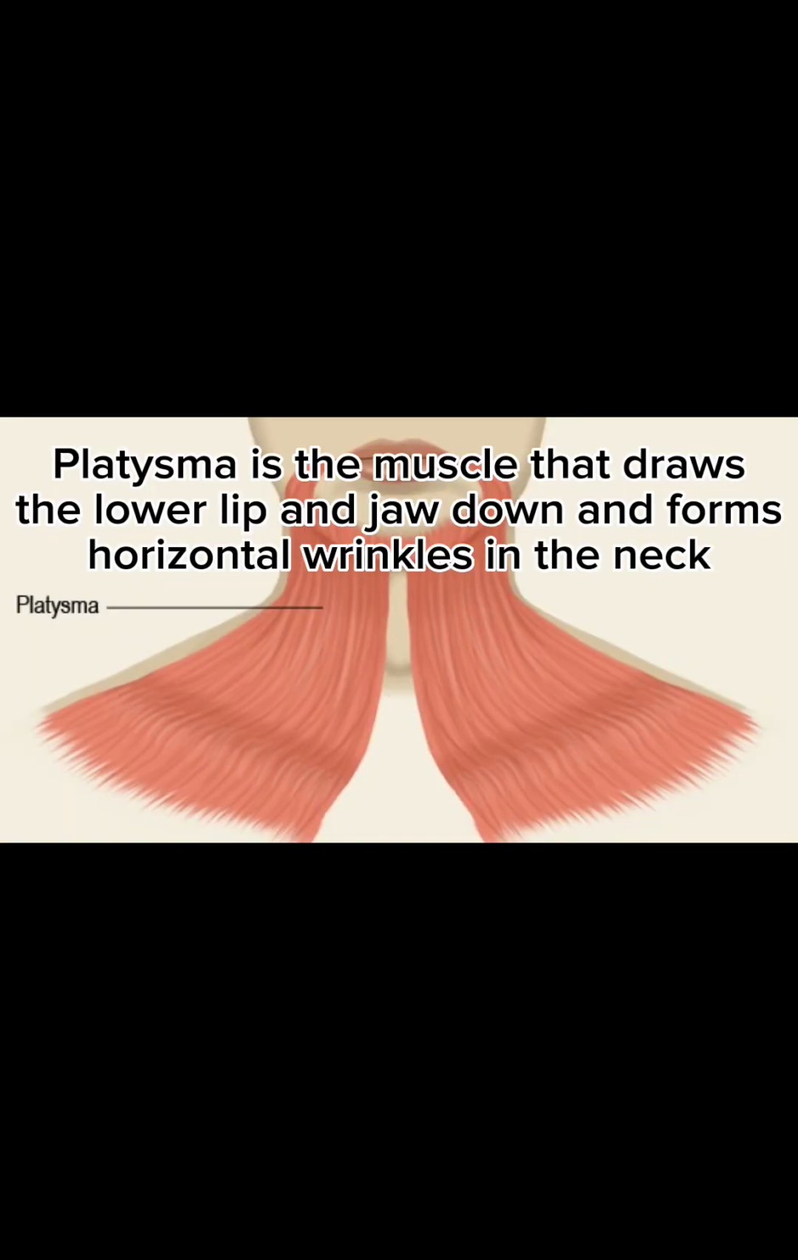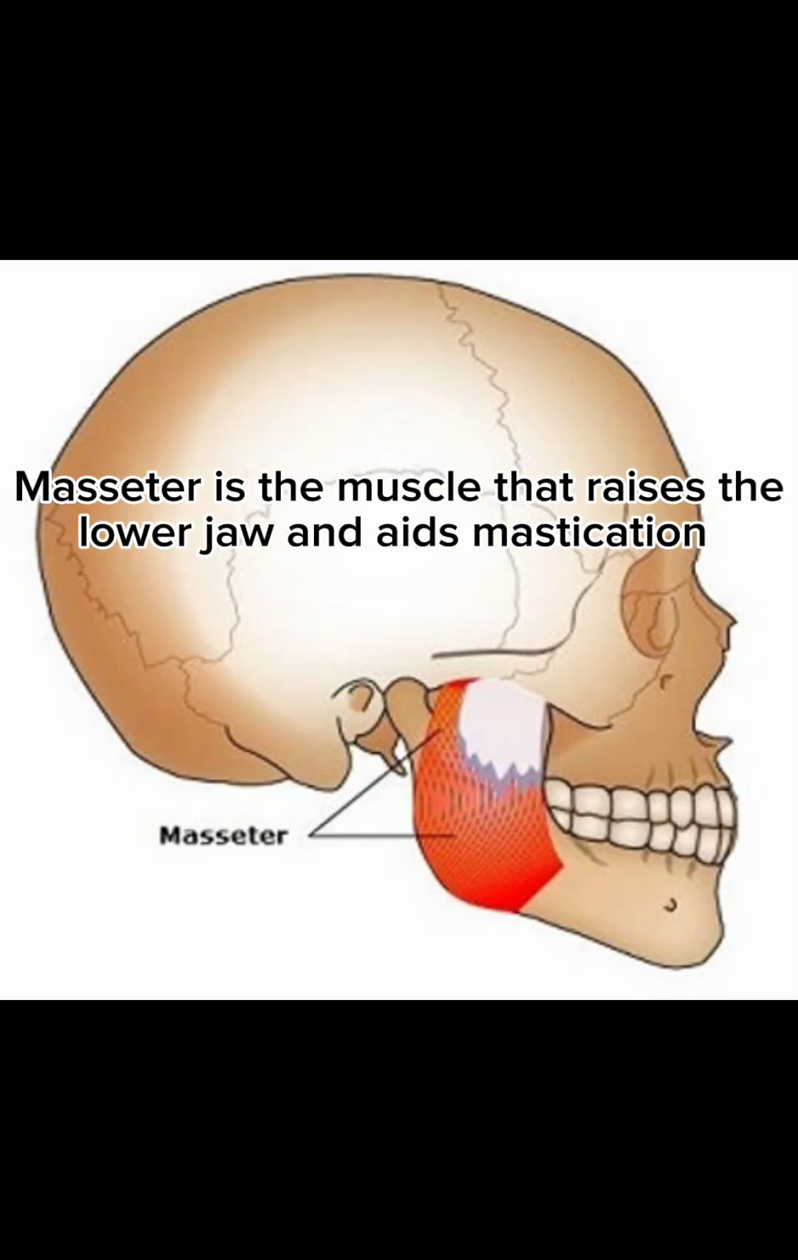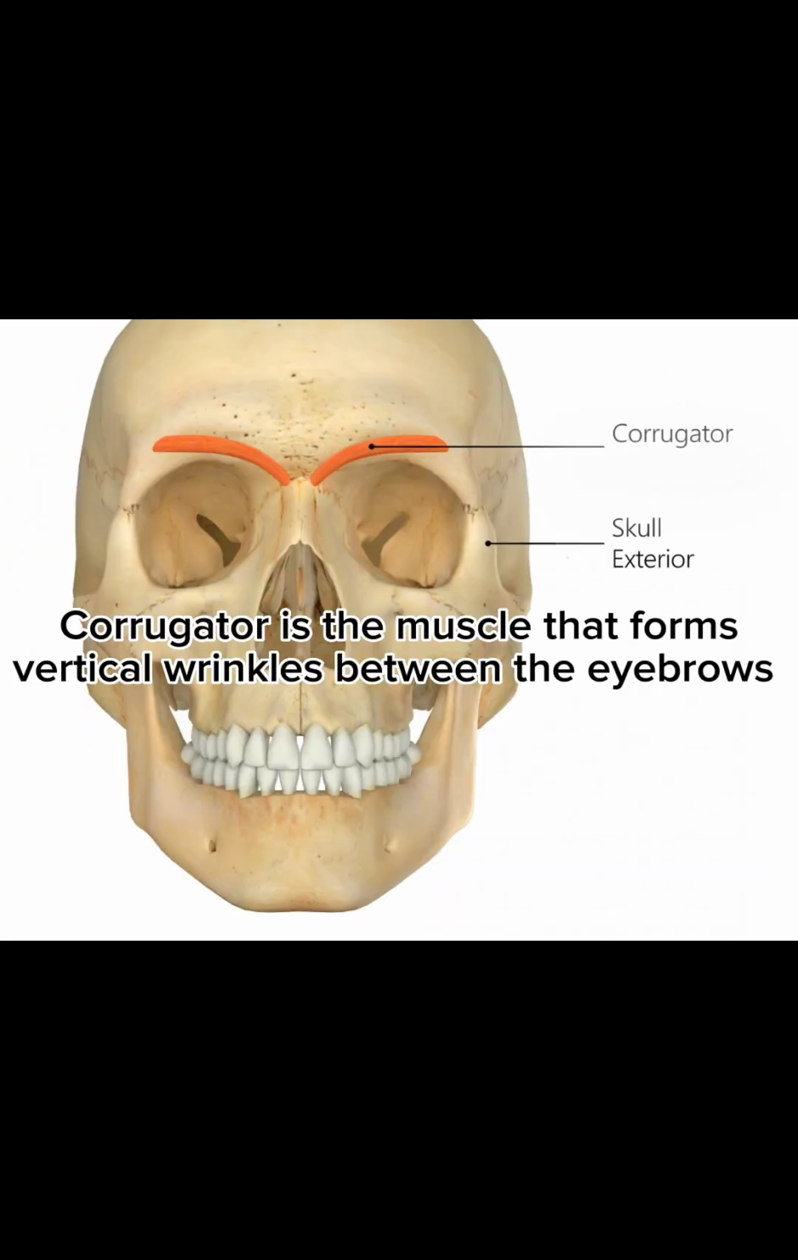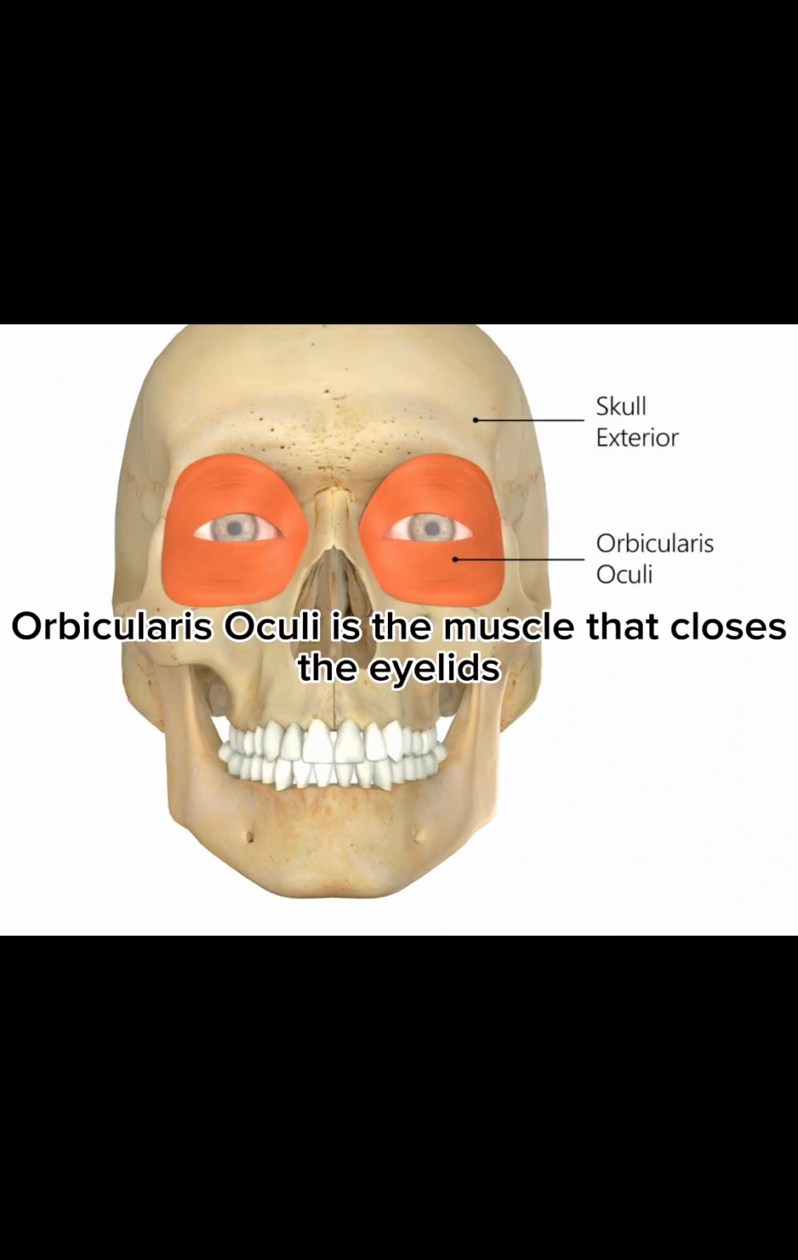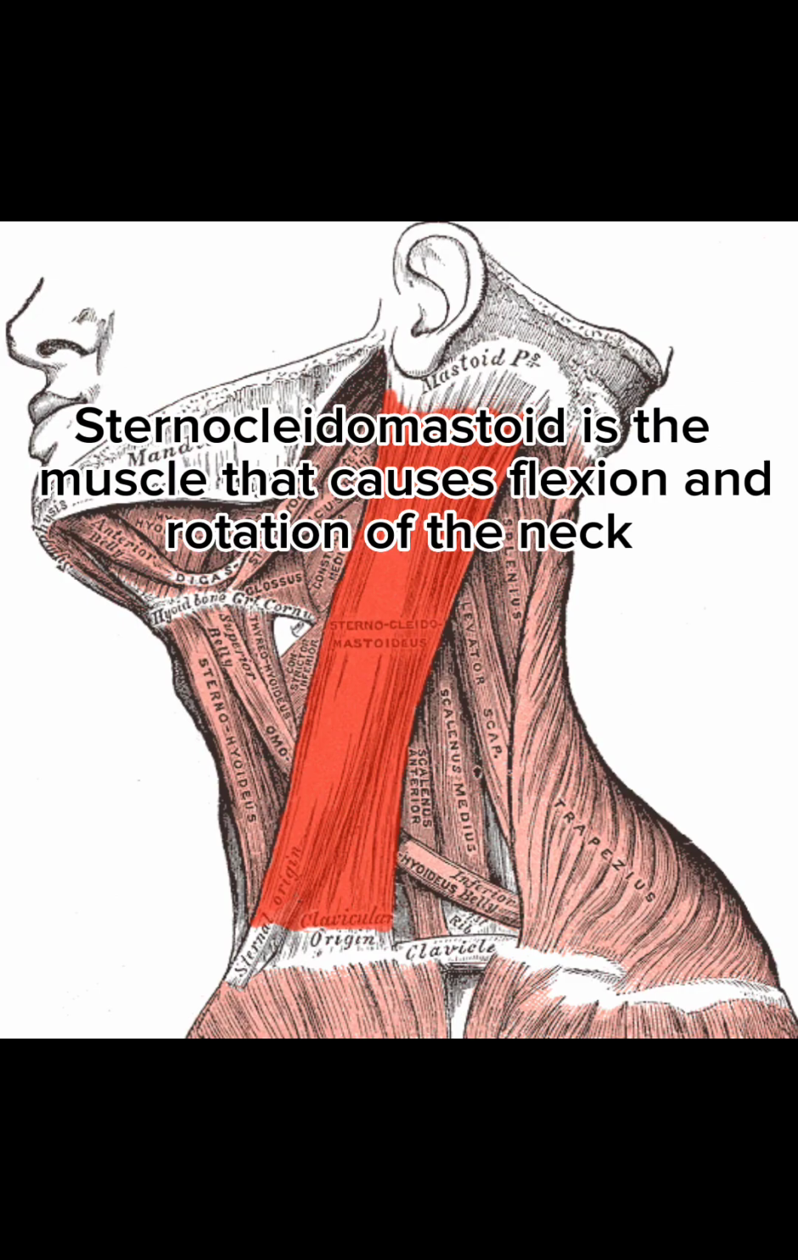Platysma is the muscle that draws the lower lip and jaw down and forms horizontal wrinkles in the neck. Masseter is the muscle that raises the lower jaw and aids mastication. Corrugator is the muscle that forms vertical wrinkles between the eyebrows. Orbicularis oculi is the muscle that closes the eyelids.